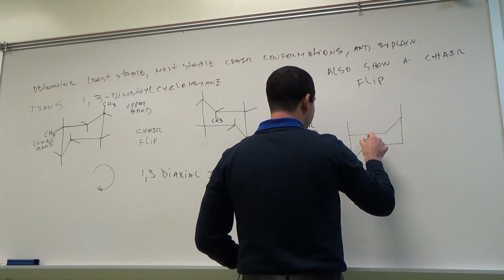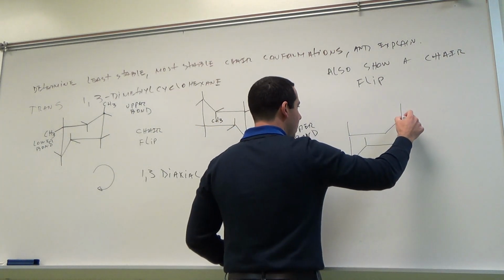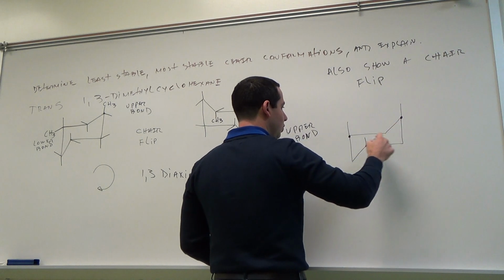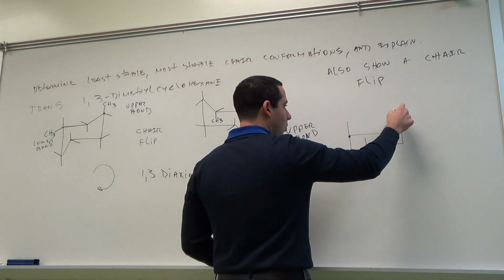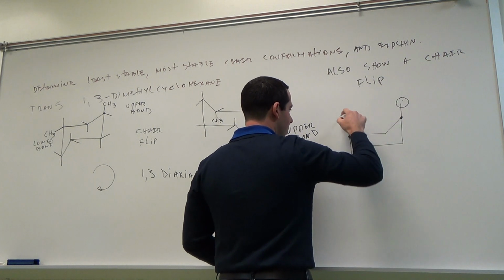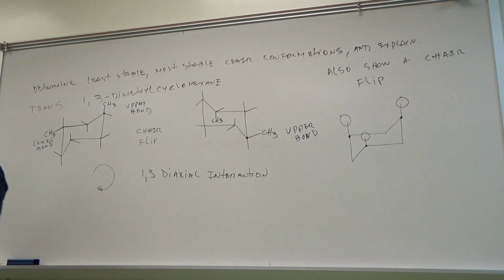How many axial positions are on one side? 1, 2, 3, and 1, 2, 3. These 3 hydrogens, or these 3 groups that are here, are on the same side, and they are very close to each other in space. That is called a 1,3 diaxial interaction.